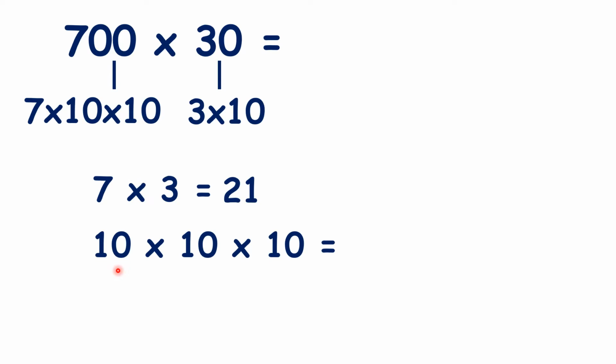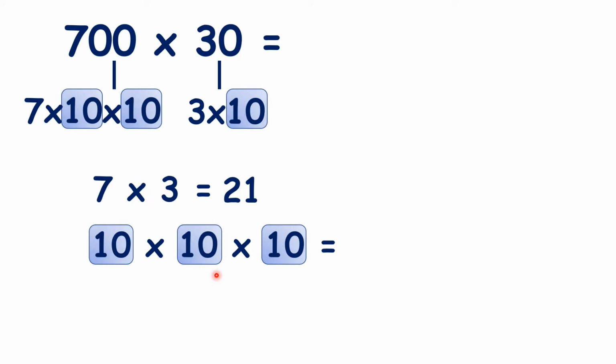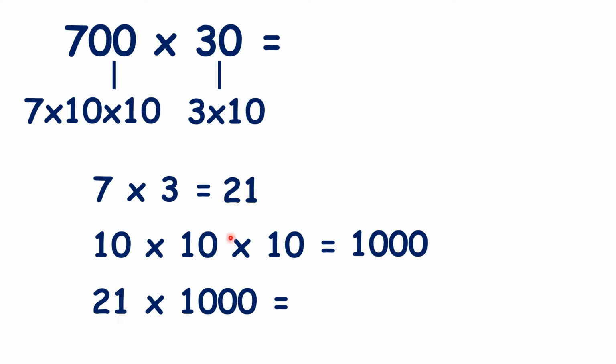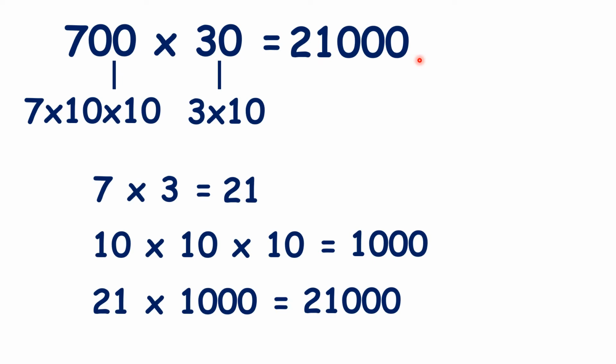Now we can answer 10 times 10 times 10, because we have 10 three times when we break our number down into factors. 10 times 10 is 100, and 100 times 10 is 1000. So now we've used all of our factors in these two multiplications. So if we multiply our answers together, we get 21,000. So 700 times 30 is 21,000.